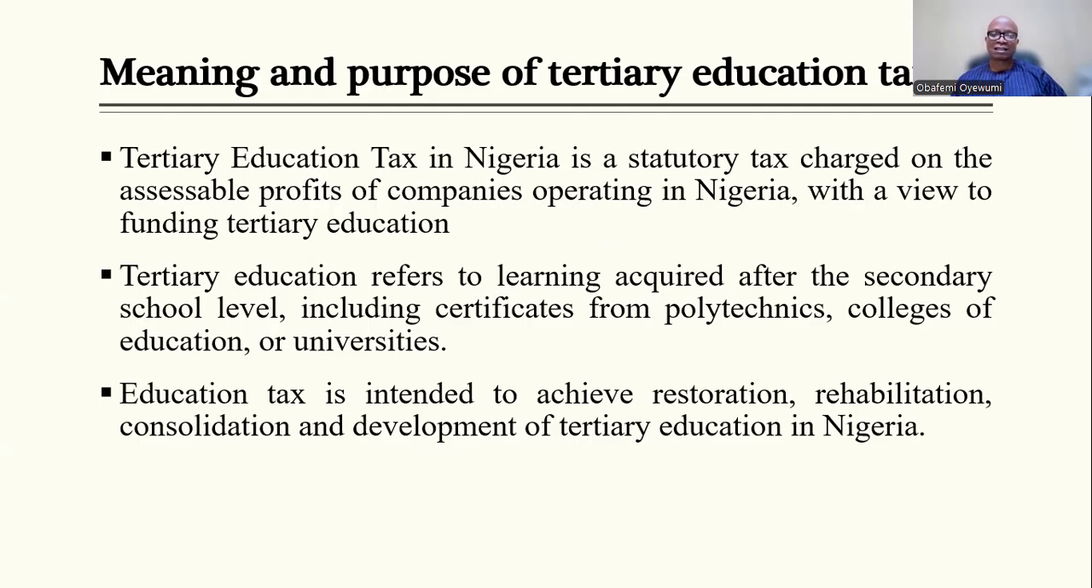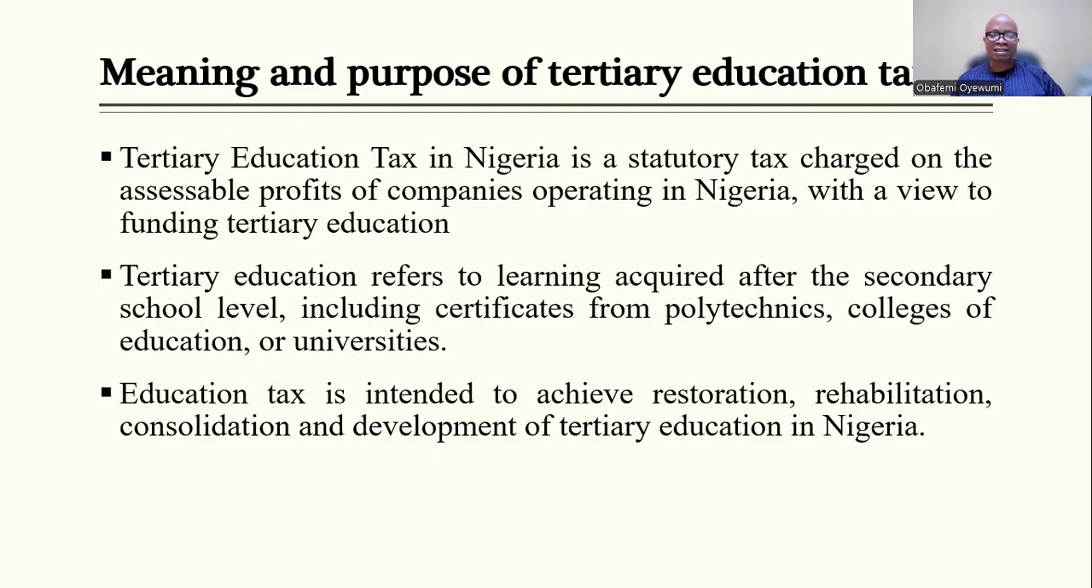Now, tertiary education tax in Nigeria is a statutory tax charged on the assessable profit of companies operating in Nigeria with a view to funding tertiary education. So that's the purpose, to raise funds for the purpose of attending to the financial needs of tertiary education in Nigeria. Tertiary education here refers to learning acquired after secondary school level, and includes certificates from polytechnics, colleges, colleges of education, and of course universities.